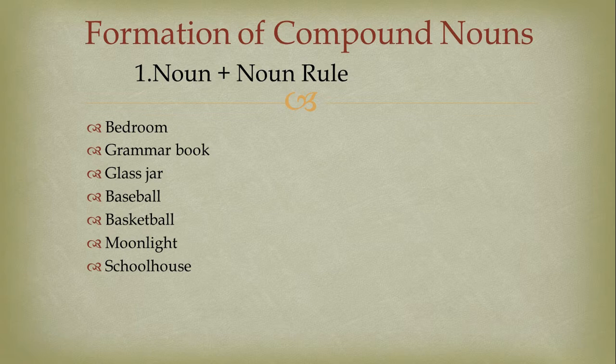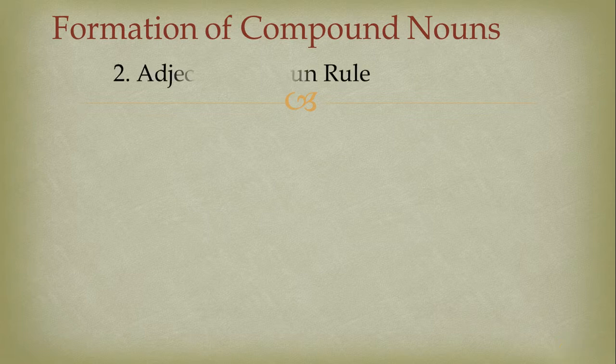Our next rule is adjective plus noun rule. Viewers, in this rule, adjective and nouns are combined with each other, then a compound noun is formed. For example, blackboard. Black is an adjective, board is a noun. When combined with each other, blackboard, a new compound noun is formed.